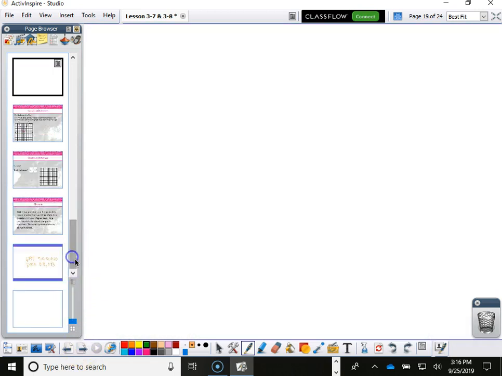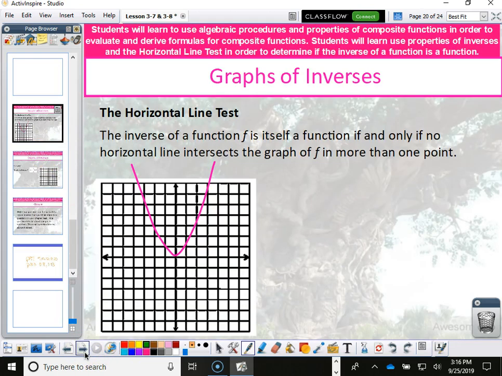Now, one of the other things we need to talk about is the fact that when we do the horizontal line test, that tells us that each x has exactly one y, but it also tells us each y has exactly one x. In this case, it would fail the horizontal line test because this y has two x's. Okay?